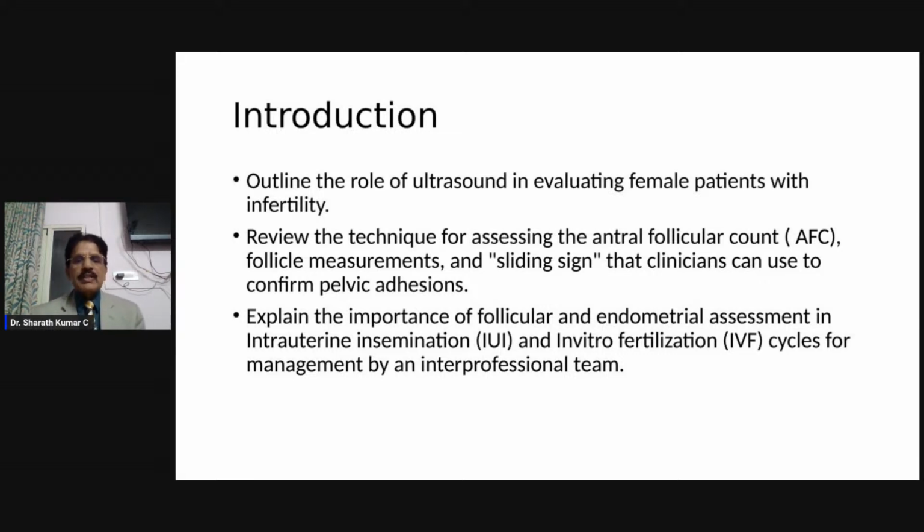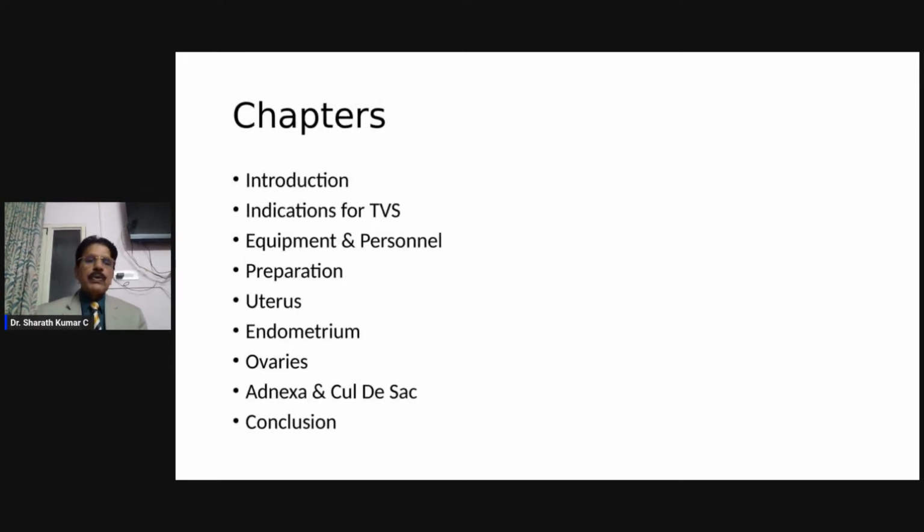So today's topic is role of transvaginal ultrasound scanning in the evaluation of female patients with infertility. Just to introduce the subject, we will review the technique for assessing the antral follicular count, follicular measurement, sliding sign, and explain the follicular endometrial assessment for intrauterine inseminations and for IVF cycles. So the chapters I'm going to cover are introduction, indications for TVS, equipment and personnel, preparations for TVS, uterus, endometrium, ovaries, adnexa, cul-de-sac, and conclusion.